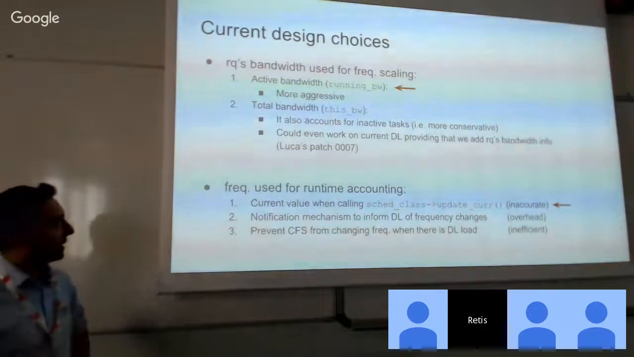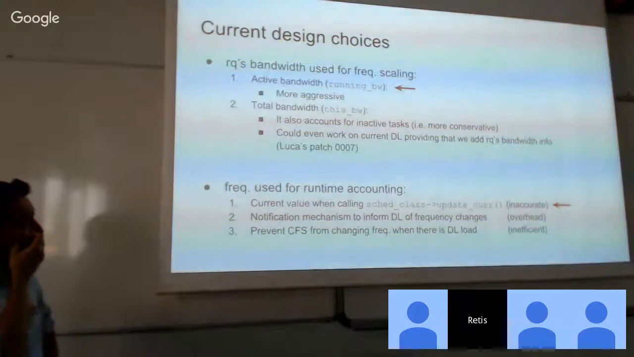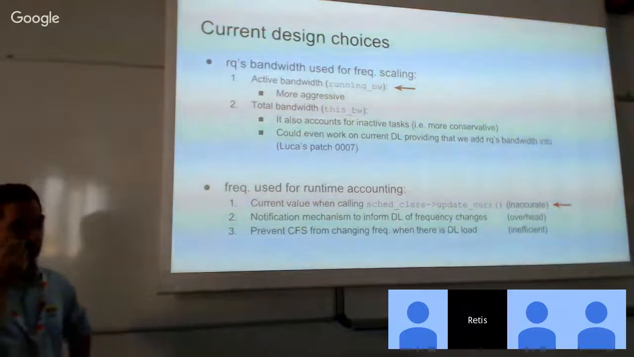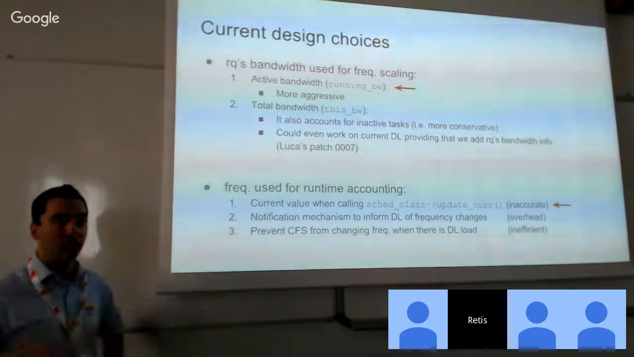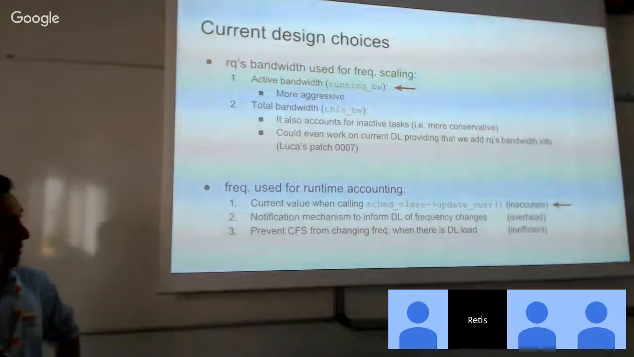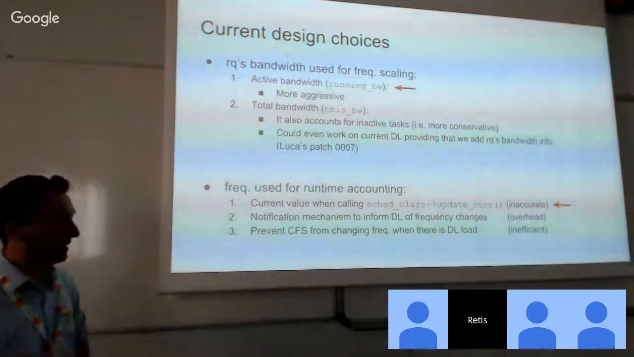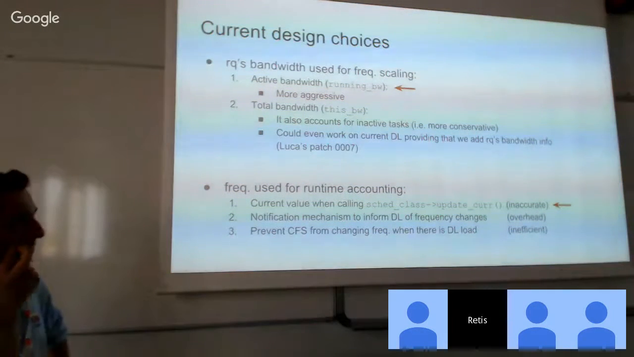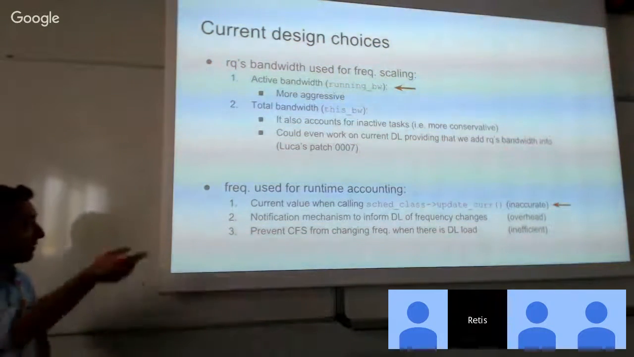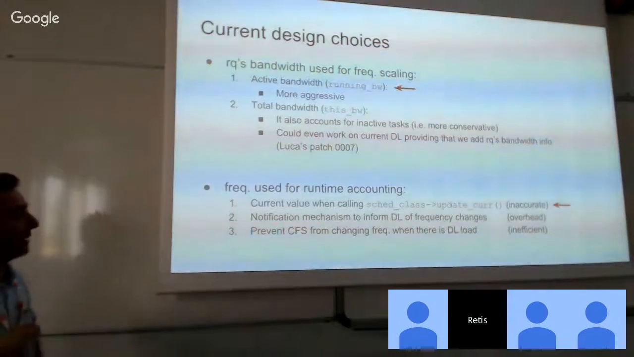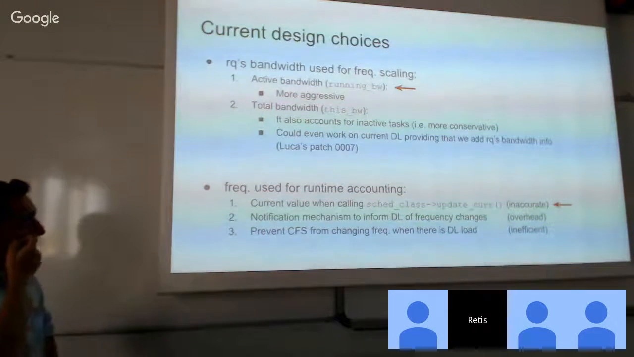Instead, if we track the total bandwidth, we have a more conservative approach, which could even work on the current deadline scheduler, provided that we add just such information about the bandwidth of the run queue. So it is less related to the GRUB algorithm. It just uses the information about the utilization of the run queue. Currently, in the patch set that Juri sent, we have taken the first approach by using the active bandwidth, so a more aggressive approach.